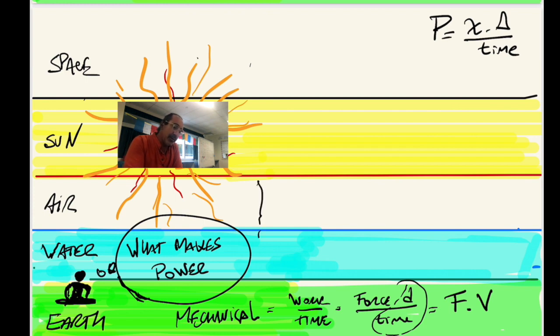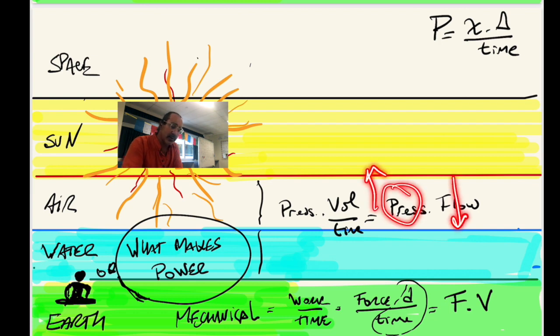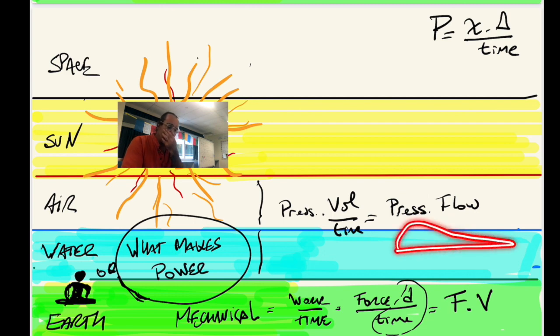Now, when we look at the power in the fluids, I'm going to treat both of these fluids together because it's the same formula. Remember that energy is pressure times volume. And when we do pressure times volume, which is energy, divided by time, we find the formula for power as pressure times flow. And this is also something interesting. It explains many things. We can increase the pressure by sacrificing the flow and vice versa. This has to do with the shape of wings, for example.